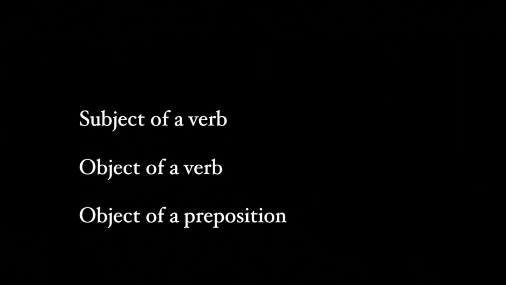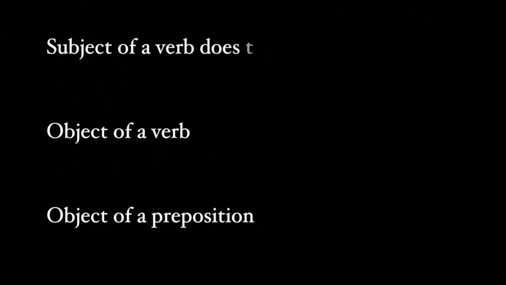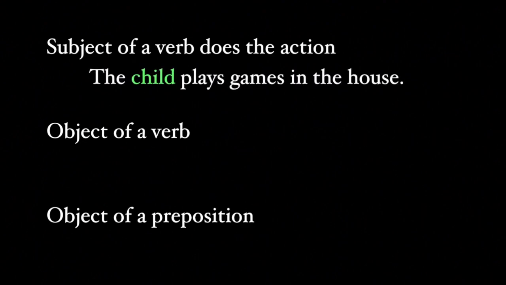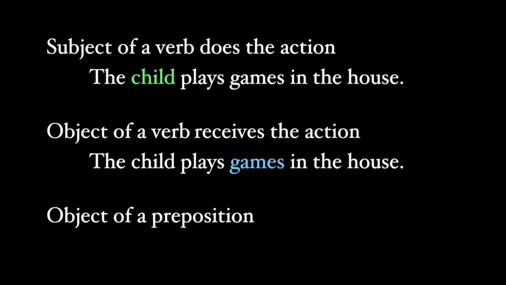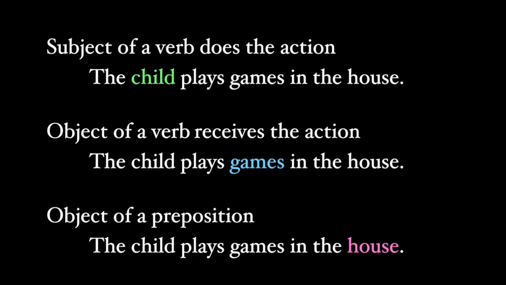So a quick review of these terms. A subject is the word that does the action of an active verb. An object receives the action of an active verb. And a preposition is a short word like in, on, above, or with. Its object would be something like house in the phrase in the house.